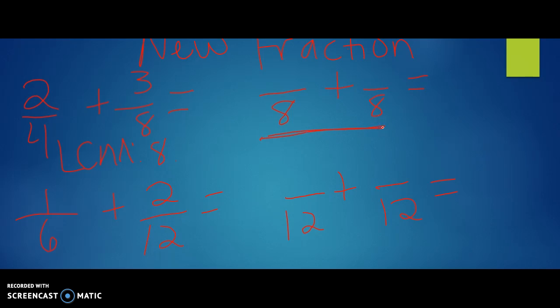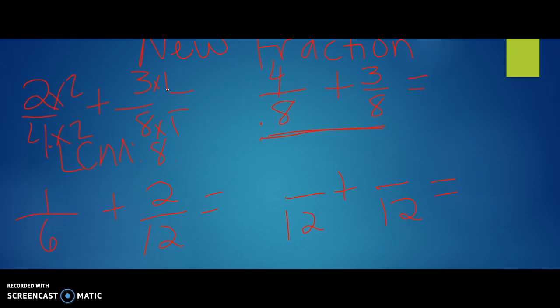So in order to make this 4 be 8, we say 4 times what? 4 times 2 gives us 8. So what we do to the bottom, we do to the top. So 2 times 2 is 4. For the 8 to become 8, all we had to do was multiply by 1, or we just let it stay the same. So 3 over 8 did not change because 8 times 1 is 8 and 3 times 1 is 3, still 3. So now we have 4 over 8 plus 3 over 8. So those are your new fractions and you're ready to add.